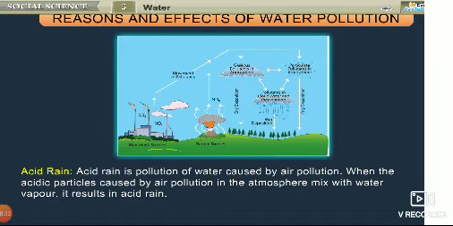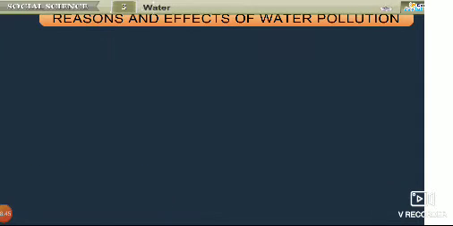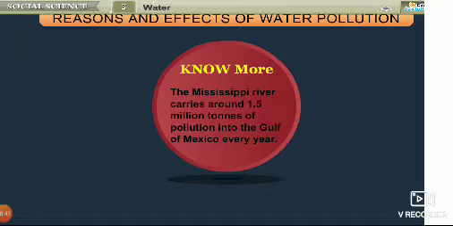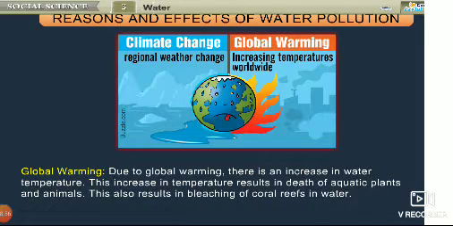Acid rain. Acid rain is pollution of water caused by air pollution. When the acidic particles caused by air pollution in the atmosphere mix with water vapor, it results in acid rain. The Mississippi River carries around 1.5 million tons of pollution into the Gulf of Mexico every year.